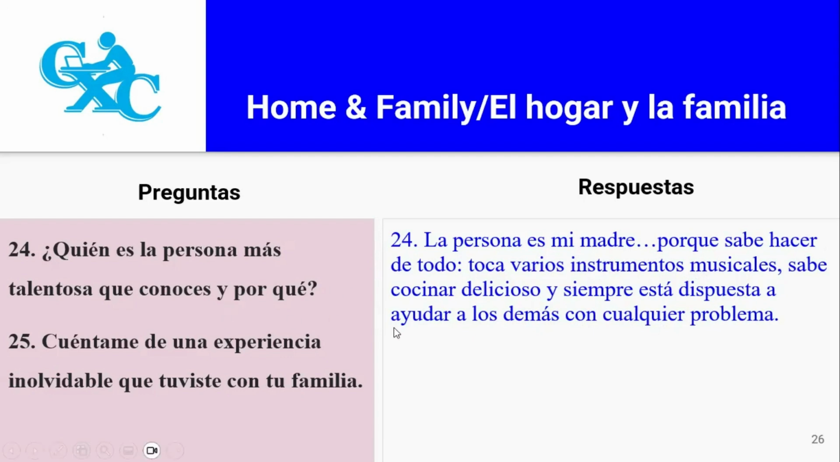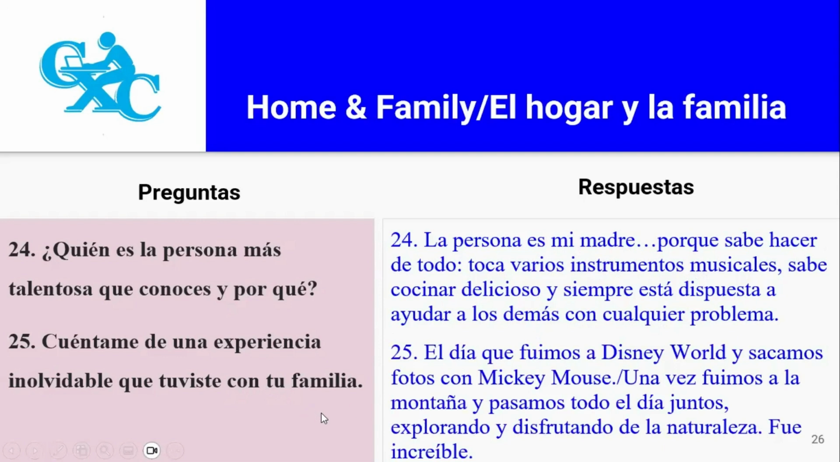Muy bien. And for the second question, a possible response could be, el día que fuimos a Disney World y sacamos fotos con Mickey Mouse. Una vez fuimos a la montaña y pasamos todo el día juntos, explorando y disfrutando de la naturaleza. Fue increíble.